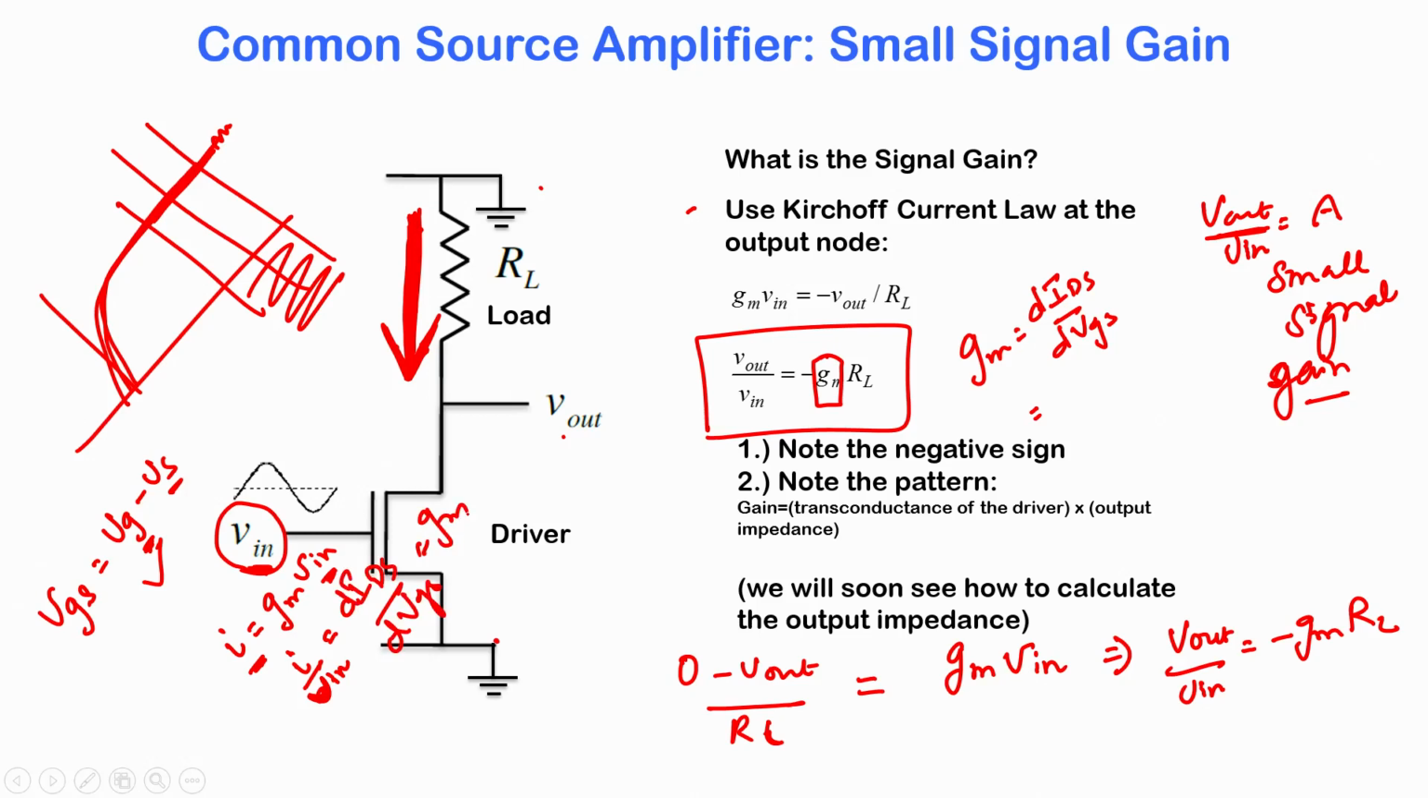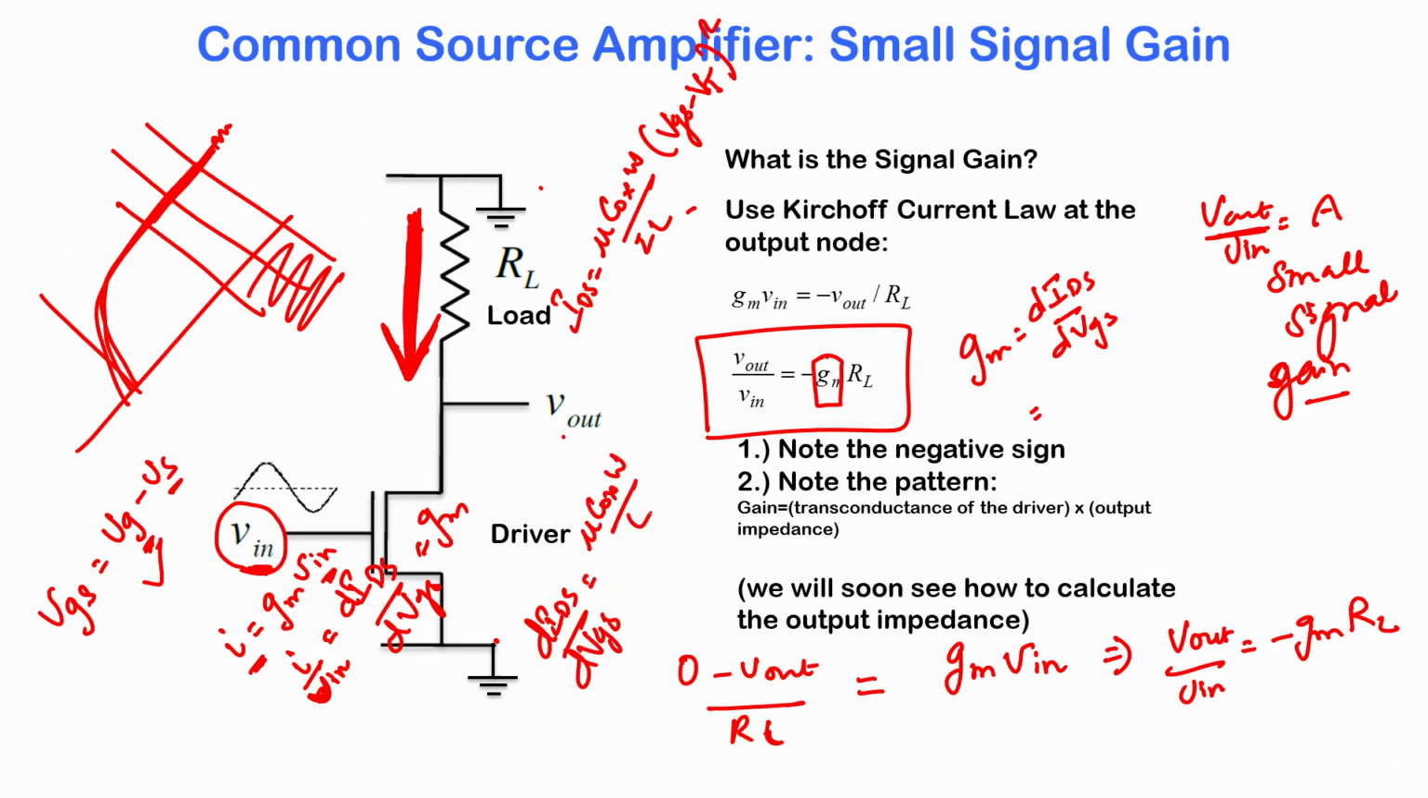So in saturation mode, your IDS is beta, which is mu Cox W over 2L, into VGS minus VT the whole square. So what is dIDS by dVGS? dIDS by dVGS is mu Cox W over L into VGS minus VT. So that is the transconductance Gm.